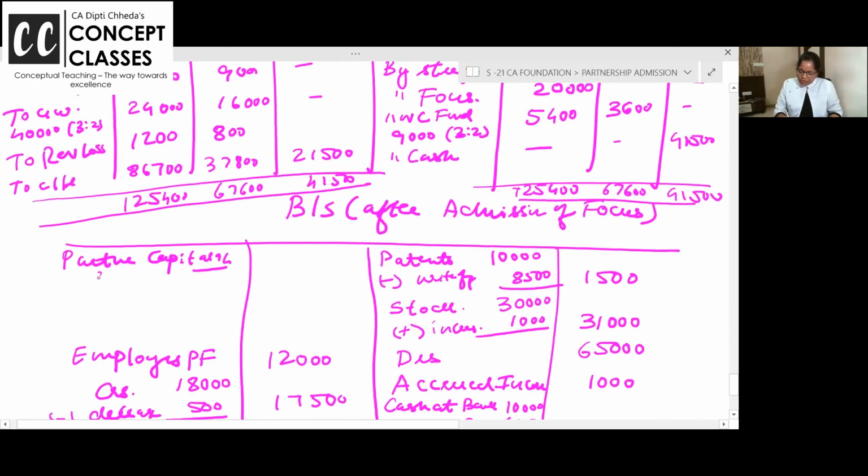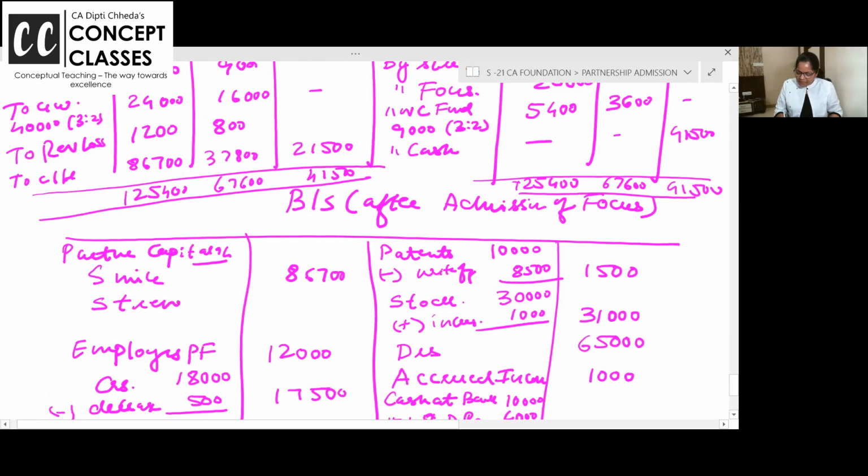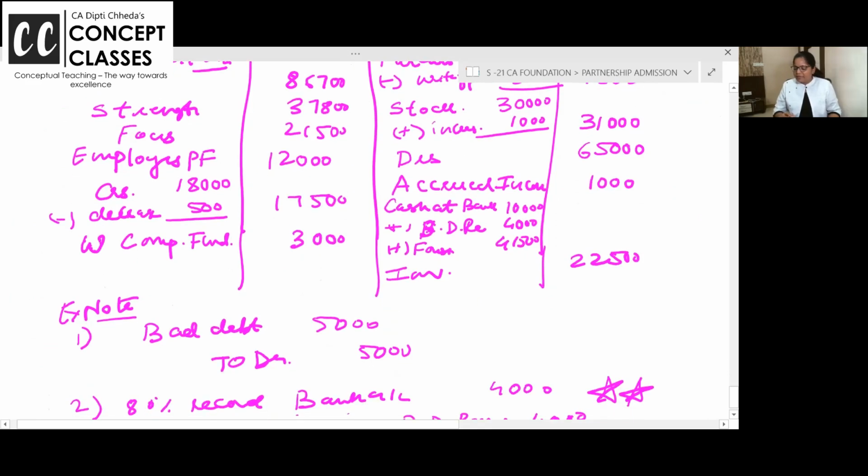ये देखो, who is the first partner? Smile. Your capital is 86,700. Strength. Your capital is 37,800. Focus. Your capital is 21,500. Done. Is this tip helpful or not?